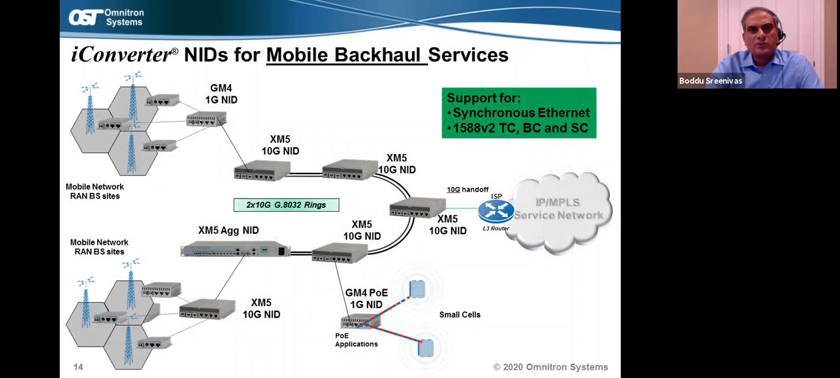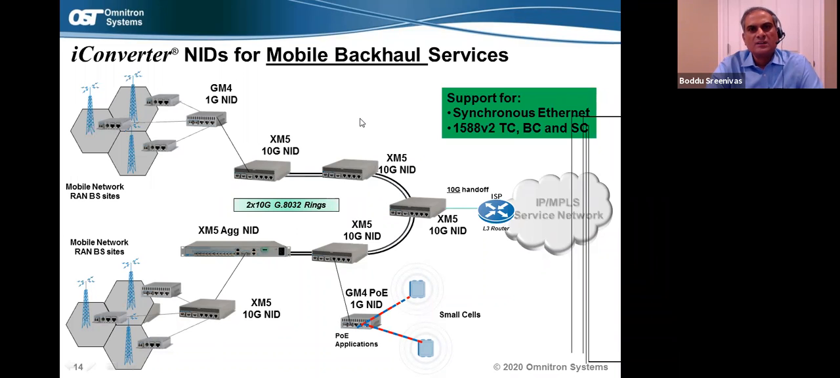Now, a similar architecture could be used to also provide mobile backhaul services. Our products do support synchronous Ethernet and 1588 transparent clock, boundary clock, and slave clock. So these protocols are necessary when you're talking about timing and synchronization for mobile backhaul networks. So the concept is pretty much the same.